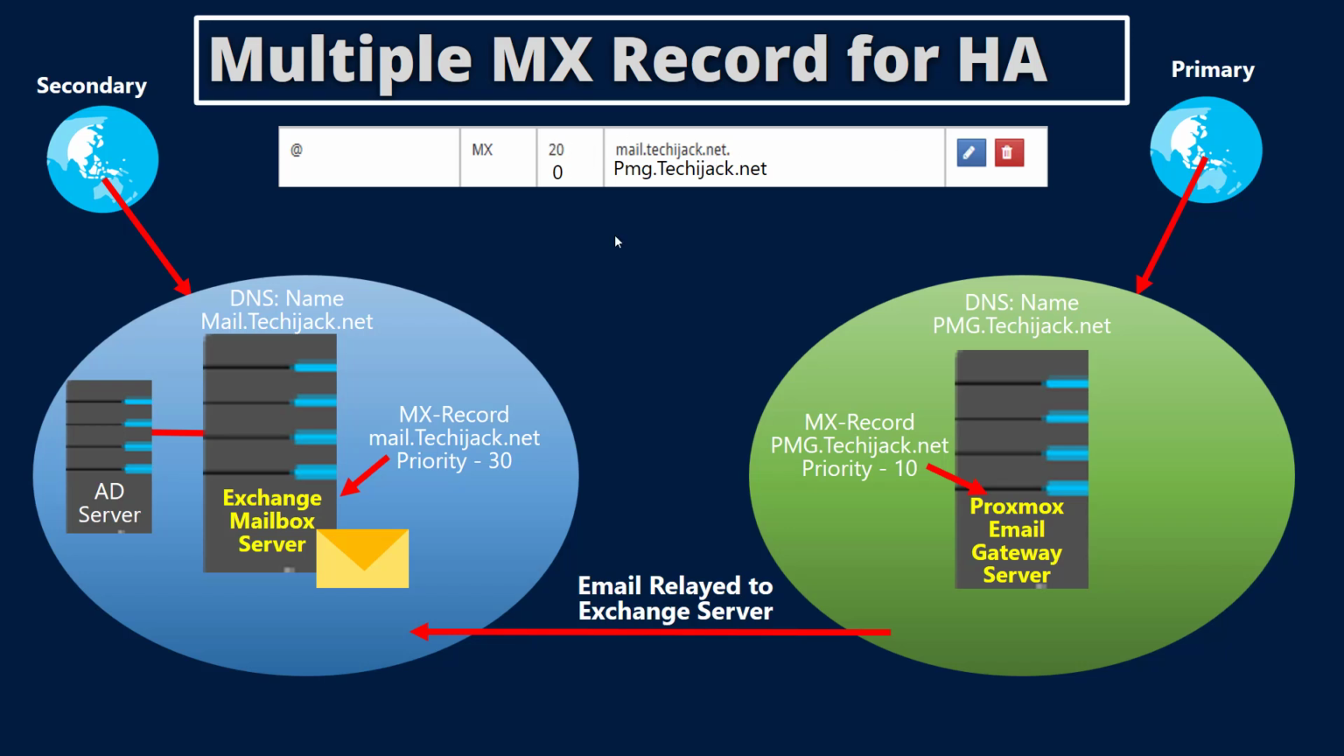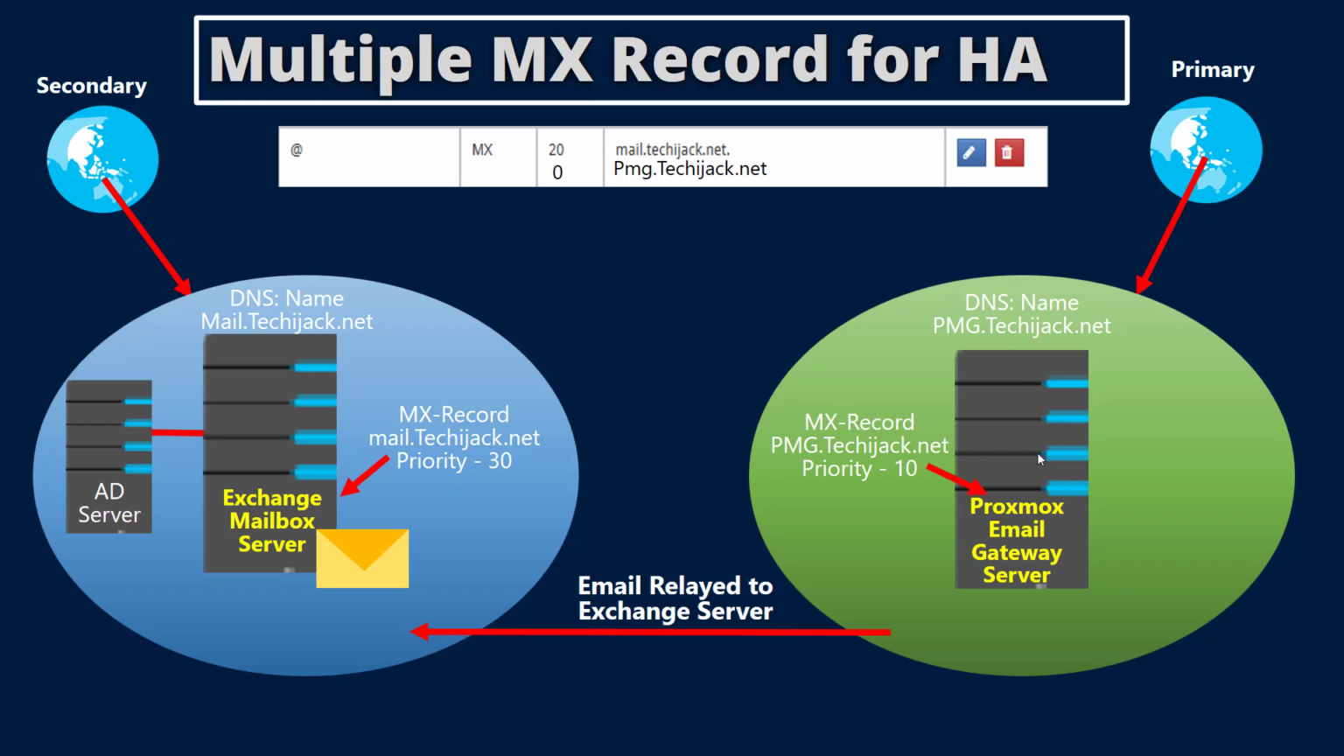that is the 20. When someone sends an email to a domain like techijack.net, it will see the @ sign and it will go to the DNS manager of my public DNS. It will look for the MX record and it will see that pmg.techijack.net has the highest preference value with the 0, so it will try to deliver the message to this pmg.techijack.net.